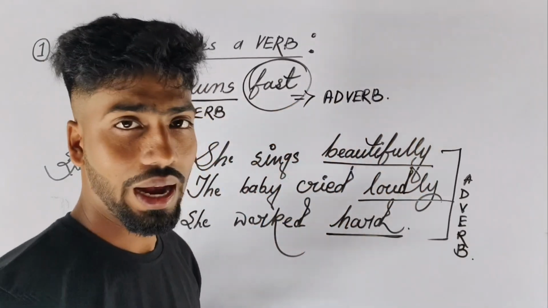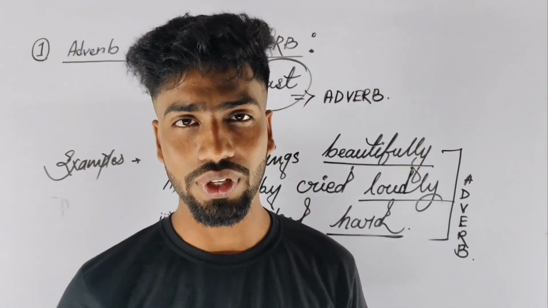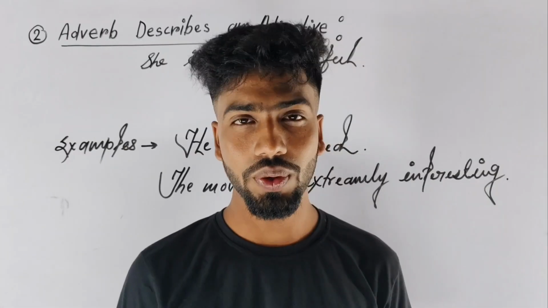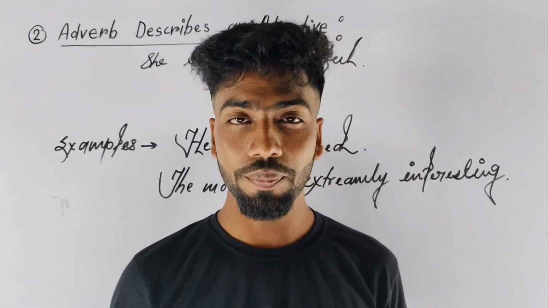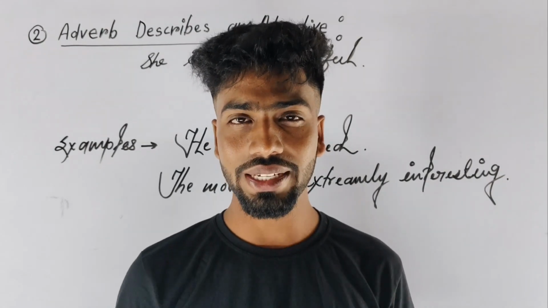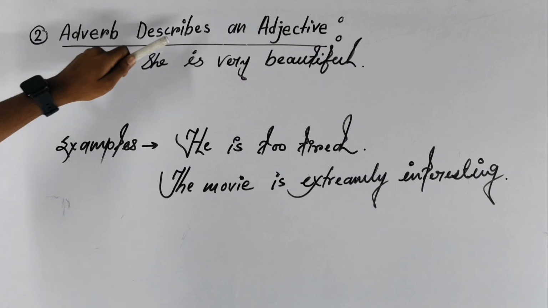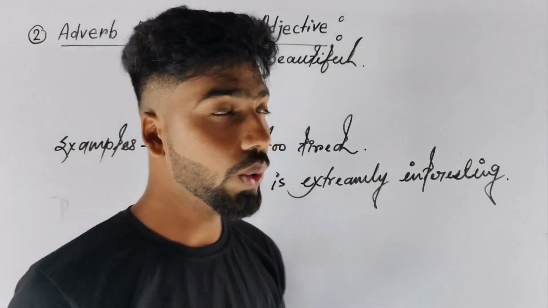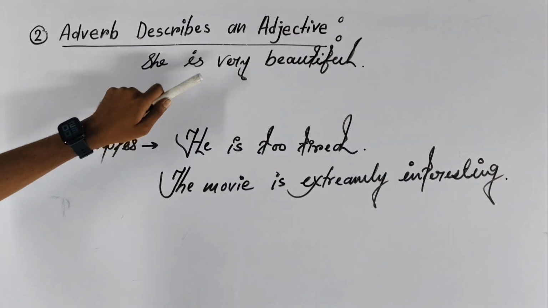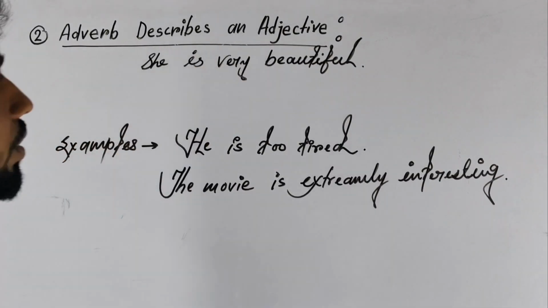Okay, and here the adverb tells us how action happens. Okay, now we understood how adverb describes a verb. Okay, but adverb can also describe an adjective. Okay, so here adverb describes an adjective. For example, look at this sentence. She is very beautiful. Okay, she is very beautiful.